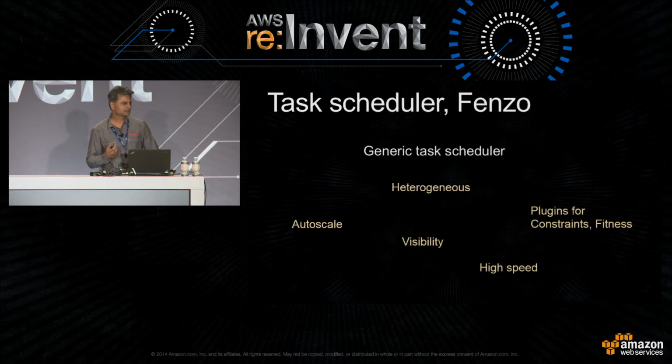So we've created Fenzo, which is a generic task scheduler that provides these features: autoscaling, heterogeneous mix, and also visibility into why tasks are not running. One of the challenges in operations is somebody submits a job, and it's not running right now. Well, why is it not running? And it can provide answers like, hey, there's no resource left to run your task, or there are plenty of resources, but you're asking for a resource that's not available. Maybe you're asking for too many CPUs, and there's no such instance type in your cluster to satisfy that requirement. And then it provides a way to put in your own plugins for constraints and fitness.